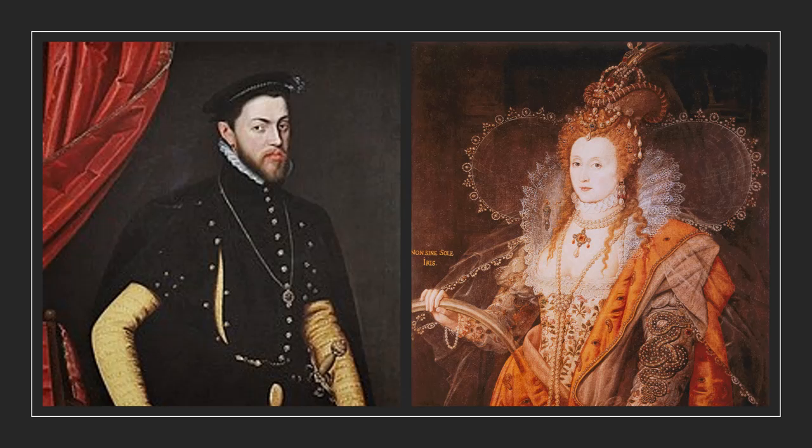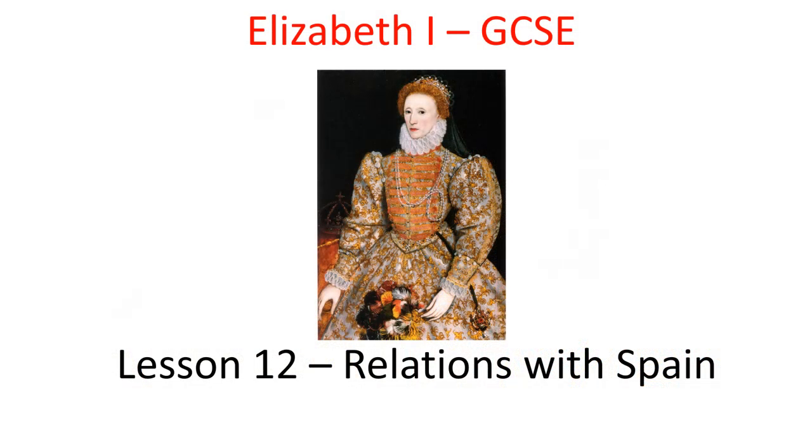So, this leads us nicely into the next lesson, and that next lesson is going to be about the Spanish Armada, and that is Philip's attempt to try and deal with Elizabeth and to try and win in his conflict against her. And so that brings us to the end of lesson 12 on the relations with Spain. And the next lesson will focus on the sending of the Spanish Armada.